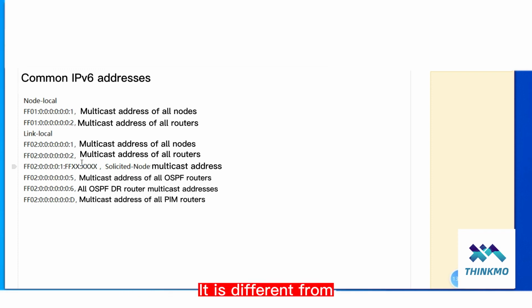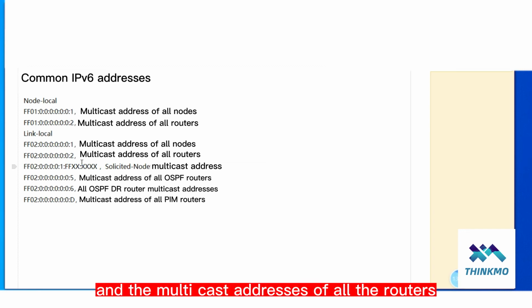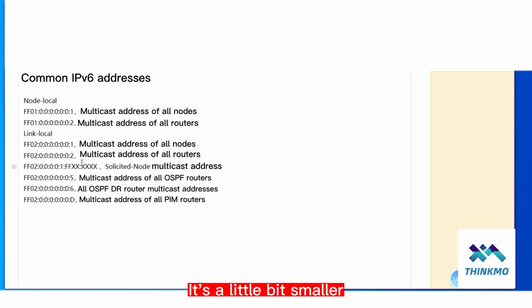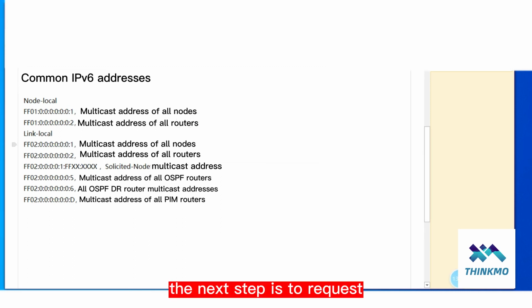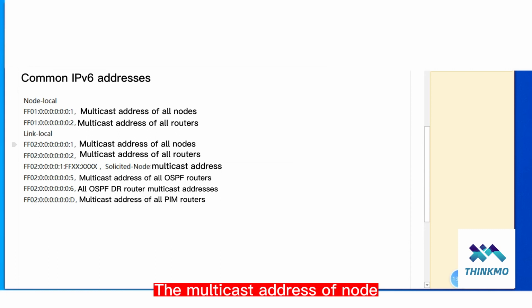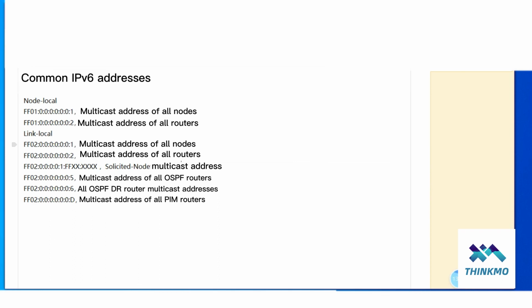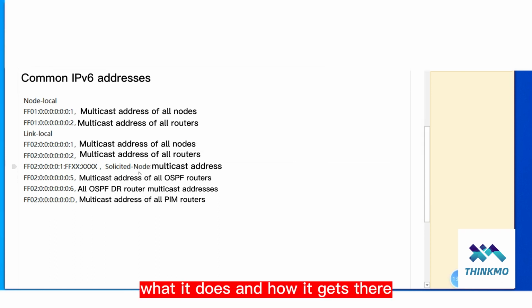It is different from the multicast address of all nodes: the multicast address of all routers is a little bit smaller in scope. It's specific to routers, and there are some restrictions. The next one is the solicited-node multicast address. We'll do that in a future video, where we'll talk about what it does and how it gets there.